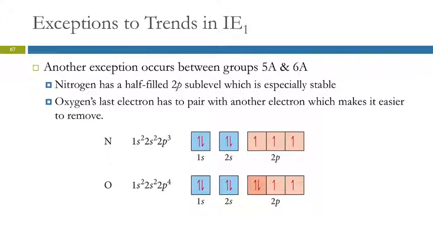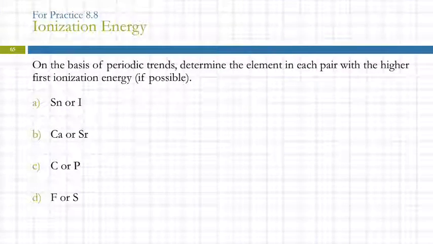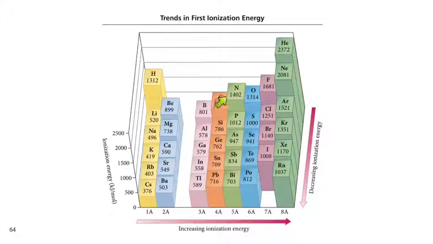Okay, so we did that one. We've got another exception between groups 5A and 6A. Nitrogen's group 5A, oxygen's group 6A. We expect oxygen to have a higher ionization energy than nitrogen. The trend is that the ionization energy increases across. And the same for phosphorus and sulfur, right? Sulfur is lower than phosphorus. That's not what we expect.